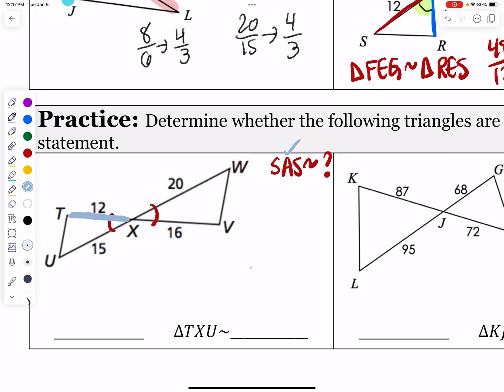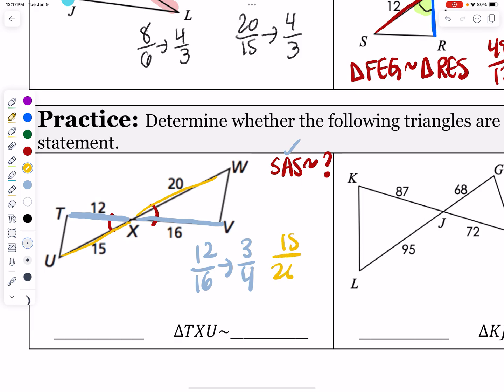12 is smaller, so it corresponds to 16. 12 over 16 reduces to 3/4. Okay, so let's do the other set. 15 over 20 also reduces to 3/4. So because those are the same, this is in fact side, angle, side similarity. So TXU would be similar to, so that's across blue, across yellow, VXW. So that is a shortcut that works for SAS.